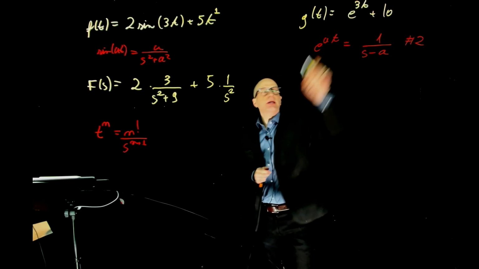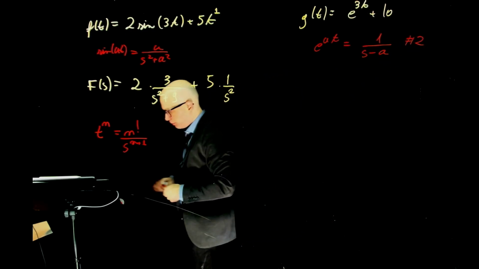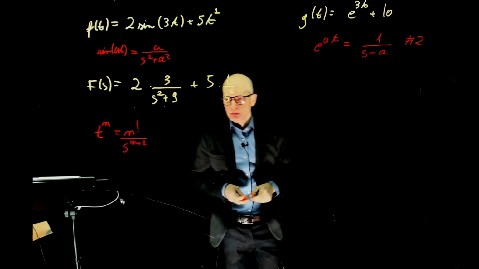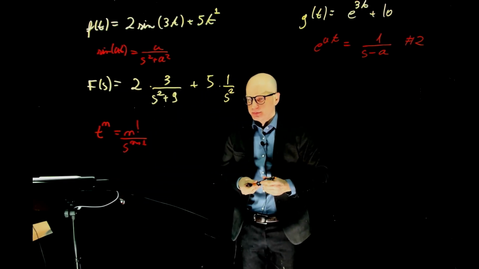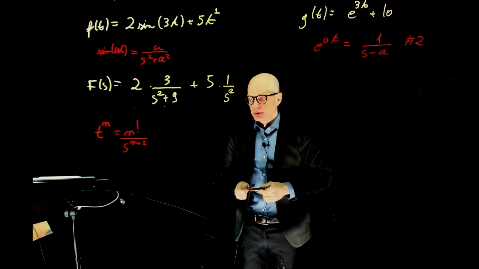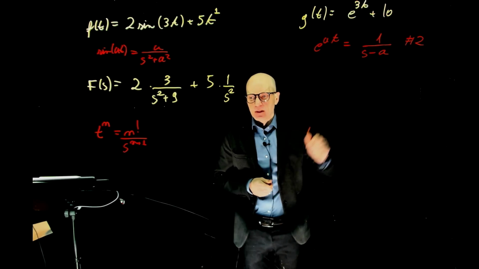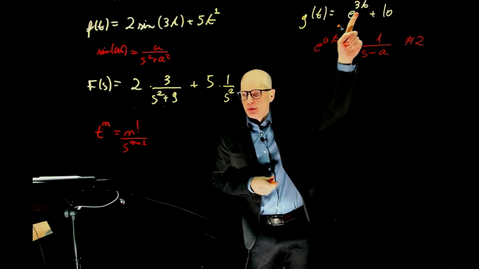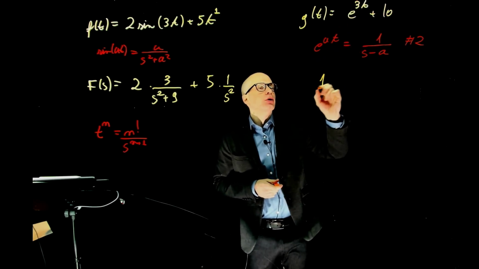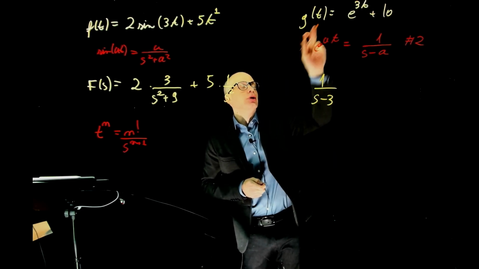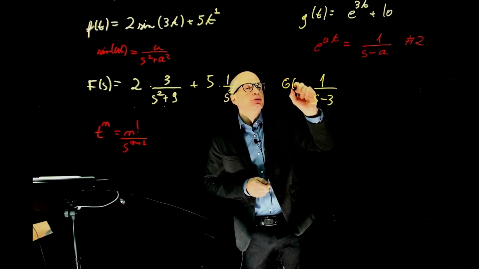So what is the Laplace transform of exponential of 3t? Come on, folks. I don't see the chat, so you need to open your mic. A is 3, so you have 1 over s minus 3. This is g of t, so this is capital G of s.